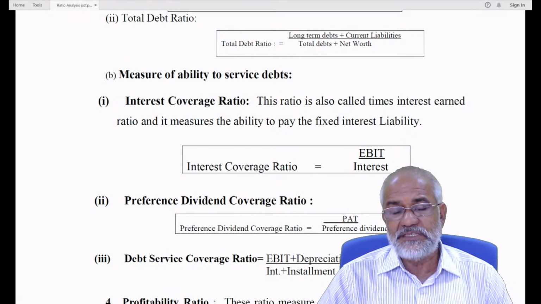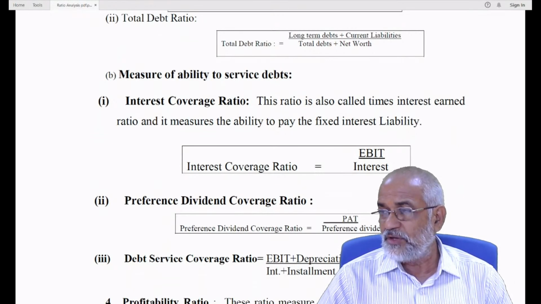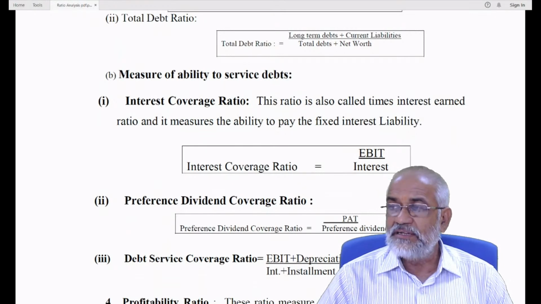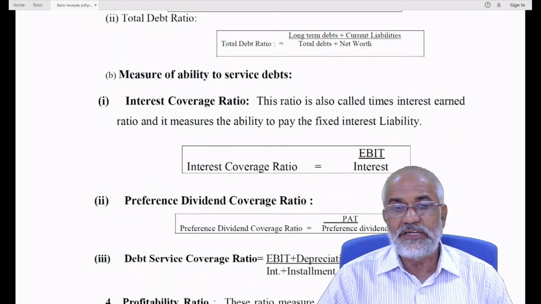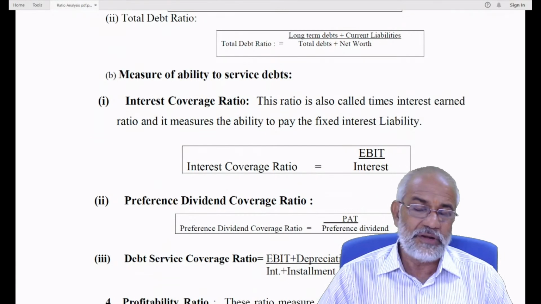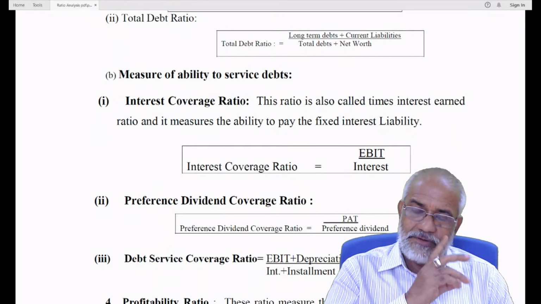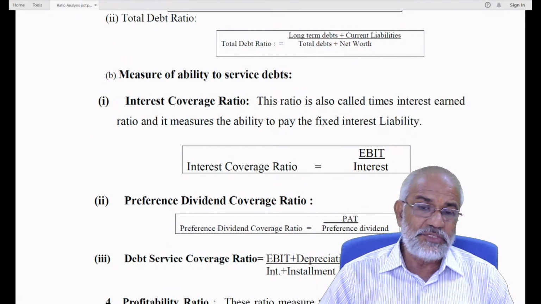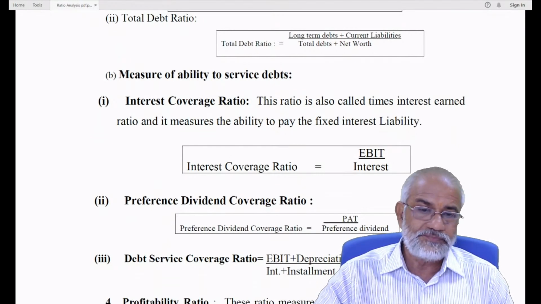So how many times the profit after tax of the organization covers the payment of dividend to the preference shareholders, which is a fixed rate of dividend for all times to come. Profit after tax divided by the preference dividend, that would be the preference dividend coverage ratio.